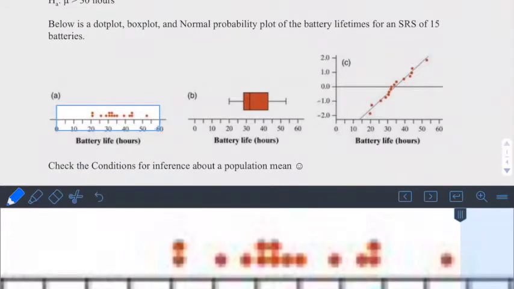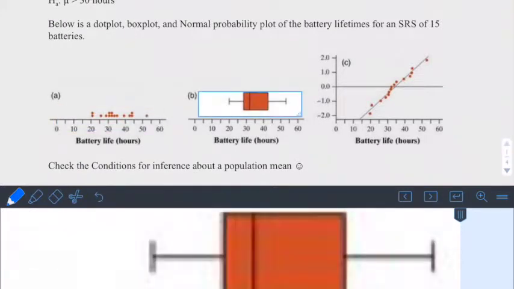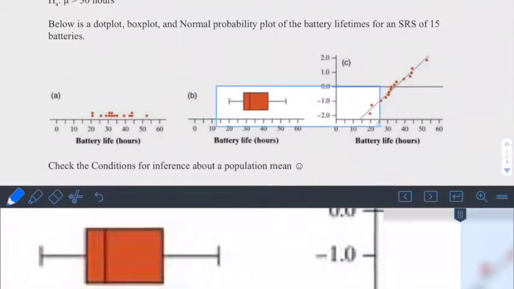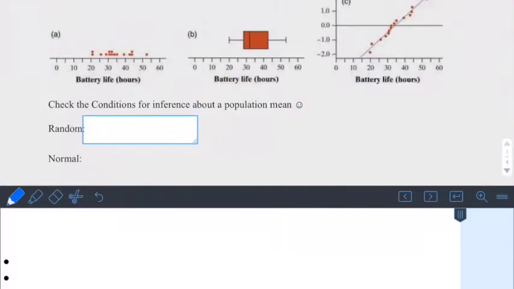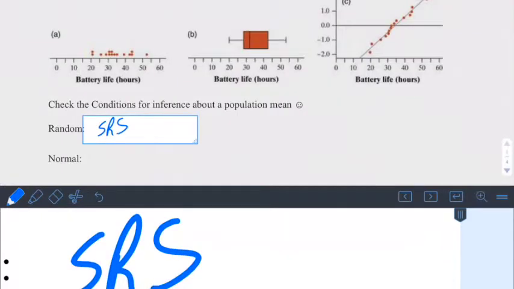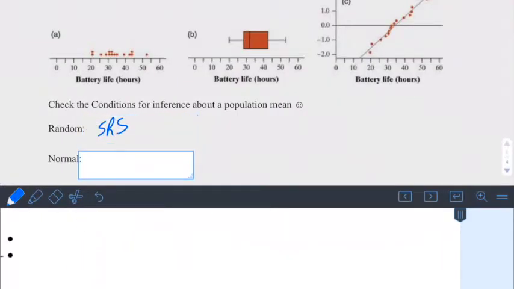So the dot plot doesn't show us too much. The box plot shows no outliers, which is pretty good. And here's our normal probability plot. It looks pretty linear. It doesn't look too bad. We know that we have an SRS. And since n is only 15, we can't say that the sampling distribution is going to be approximately normal.